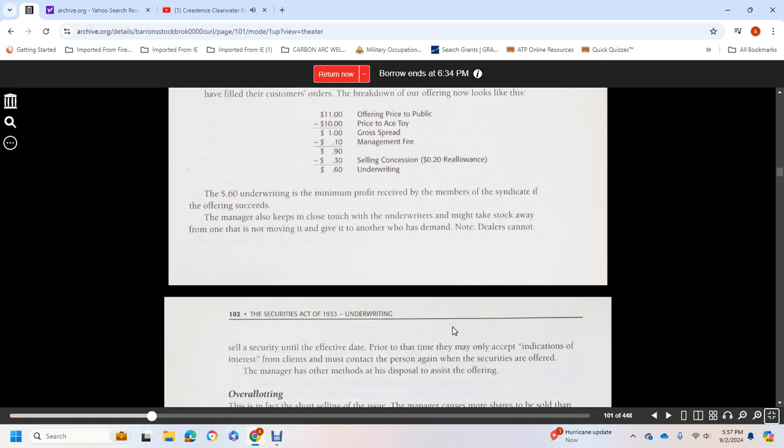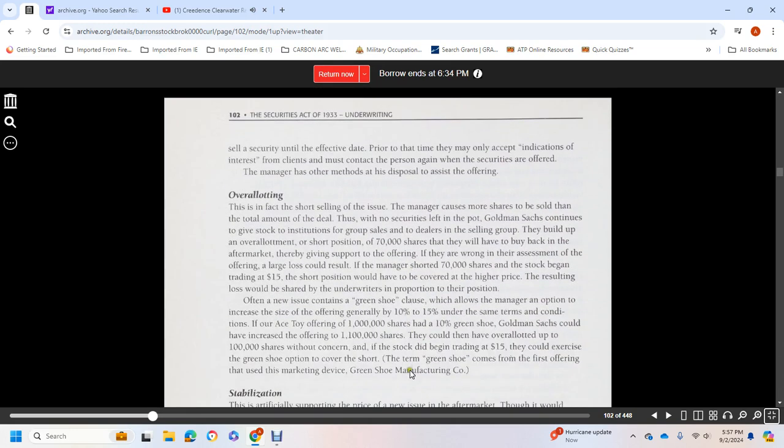Dealers cannot sell the security until the effective date. Prior to that time, they may only accept indications of interest from clients, and must contact the person again when the securities are offered. The manager has other methods of disposal to assist the offering.